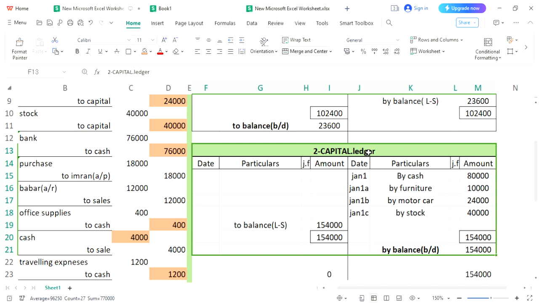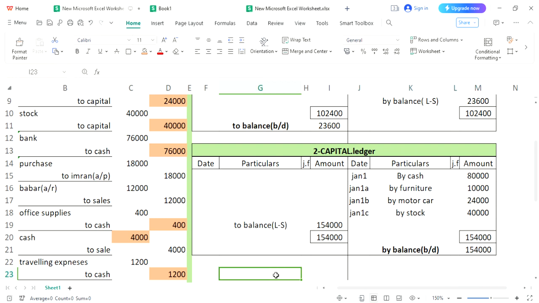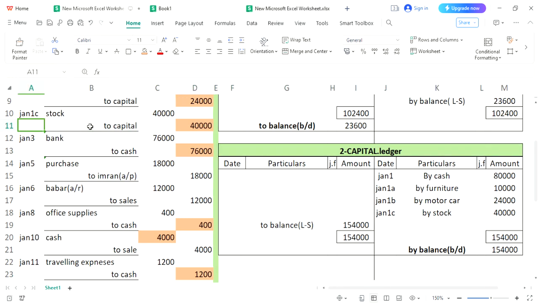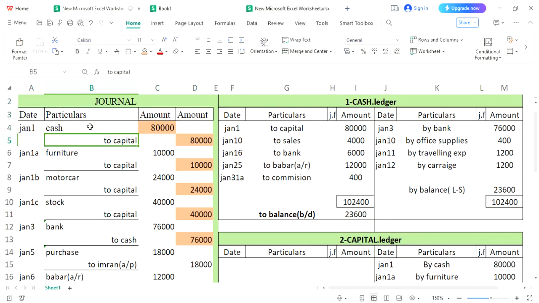Now it's time to mark it as it has been done by putting a closing line after balance brought down. This is your line. These sums of both sides were calculated just for reference. Now they are not needed to be written over here, so you may erase them. This way your ledger for capital is completed. Come again to the journal. Now we will see what next ledger we are going to make.